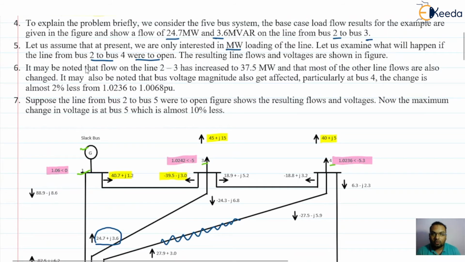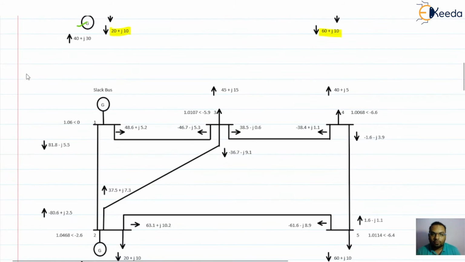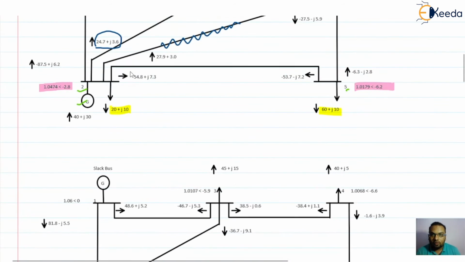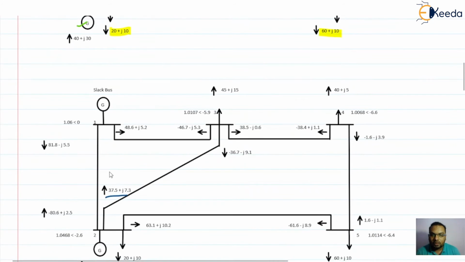Let us examine that. The resulting line flow and voltages are shown in the figure below. You can clearly see here that the line between bus 2 and 4 is now missing. It has been opened. So what consequences will it have? Earlier, on the line connected between bus 2 and 3, the flow was 24.7 plus j3.6. Now it has increased.